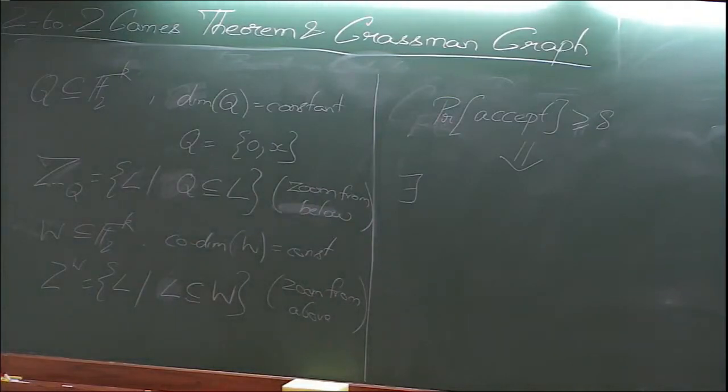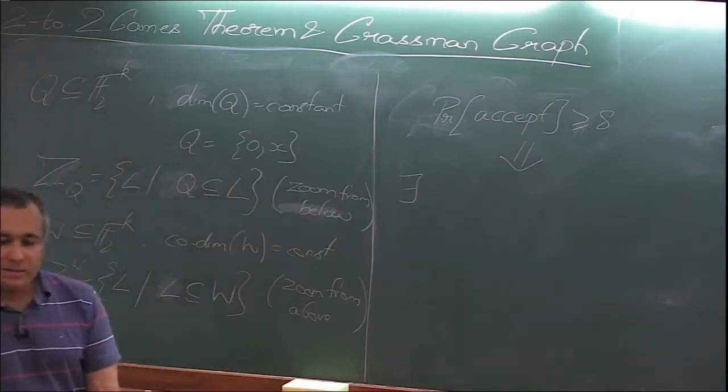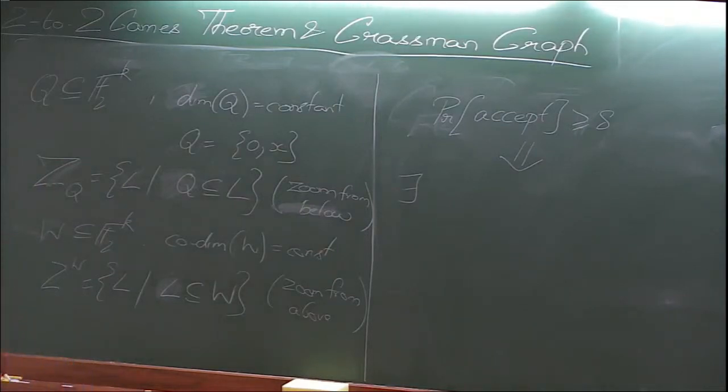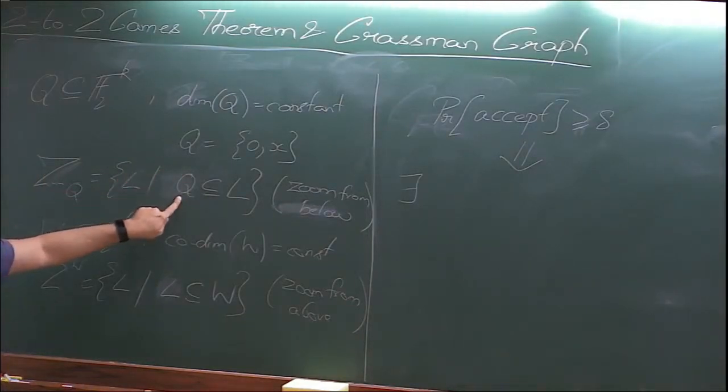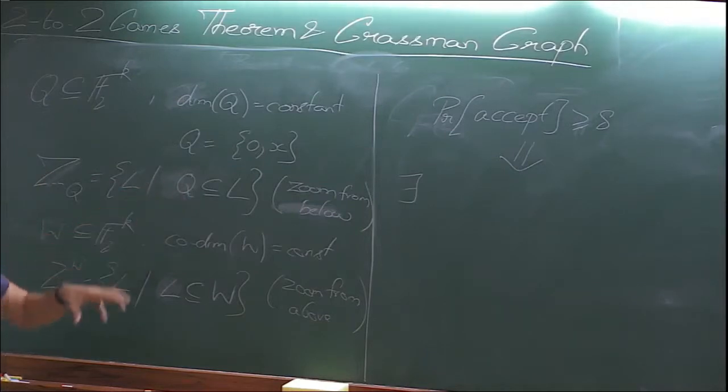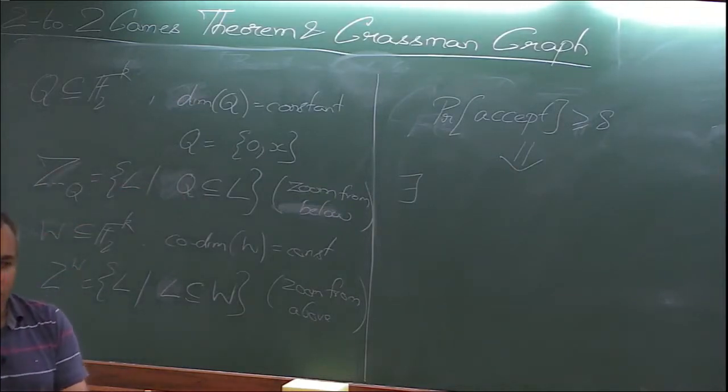You notice that ZQ and ZW are both subsets of the vertices of the Grassman graph, and they have the property that these sets don't expand at all. If you take a vertex in ZQ and choose a random neighbor of it, invariably the random neighbor will also contain Q. Therefore, this is a set which does not expand at all.